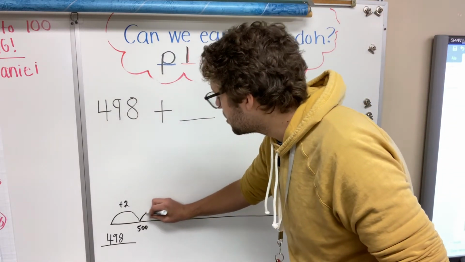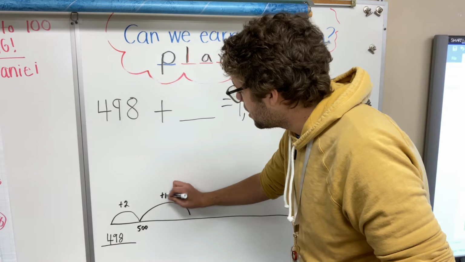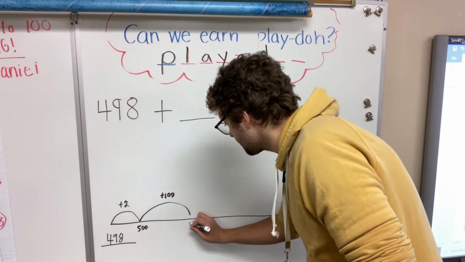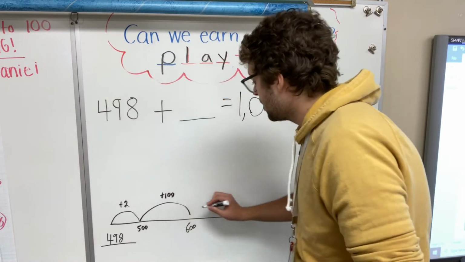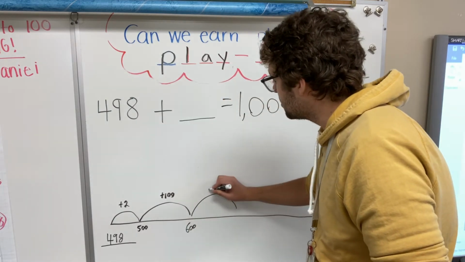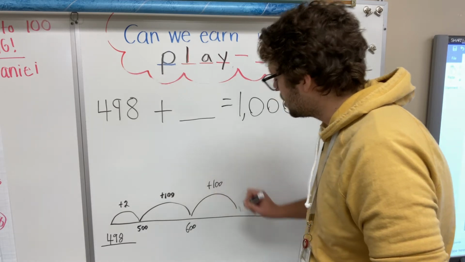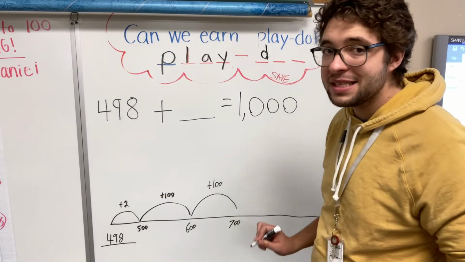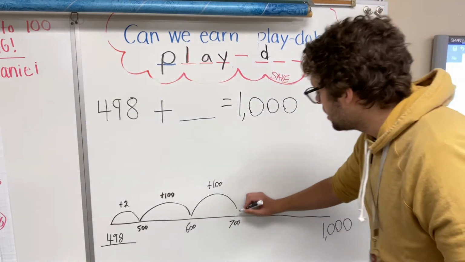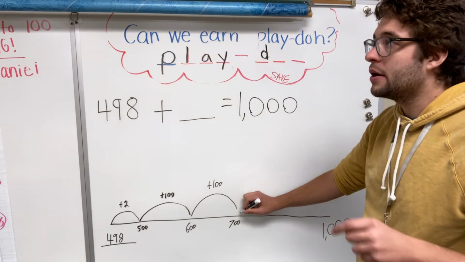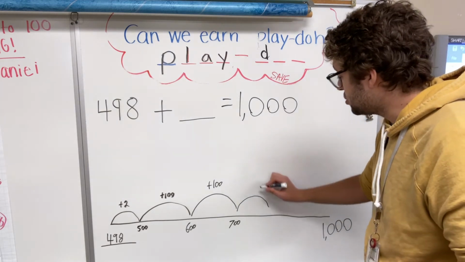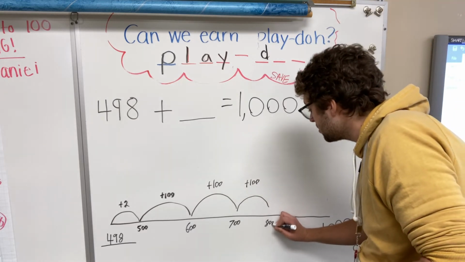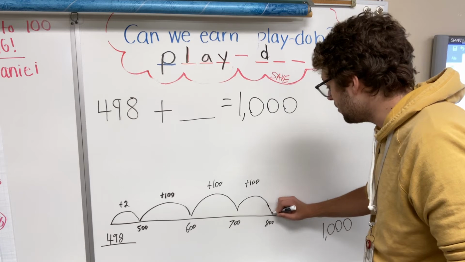So 500 plus 100, I label my jump. And I know 500 plus 100 is 600. I'm going to take another jump of 100. 600 plus 100 is 700. I'm not at 1,000 yet. I got to keep on going. 700 plus 100, I know is 800. So I'm going to make my jump plus 100 up here. 800 right here. Still not at 1,000. I got to keep going.